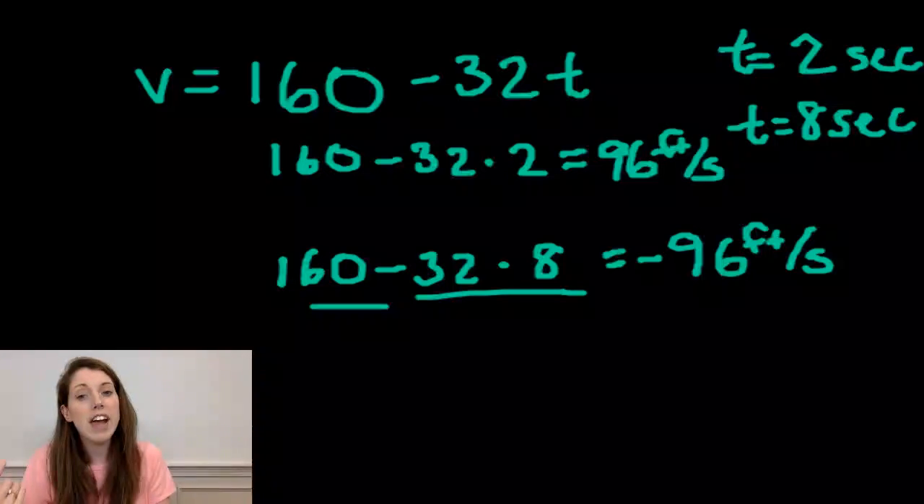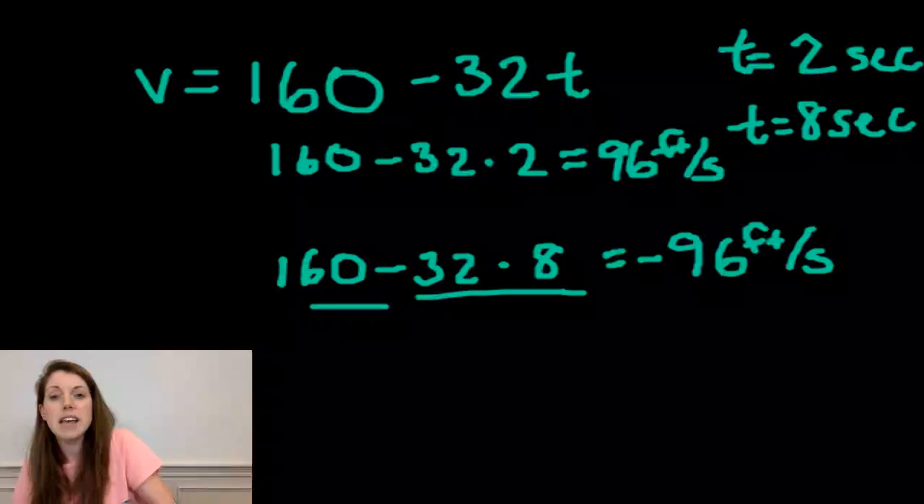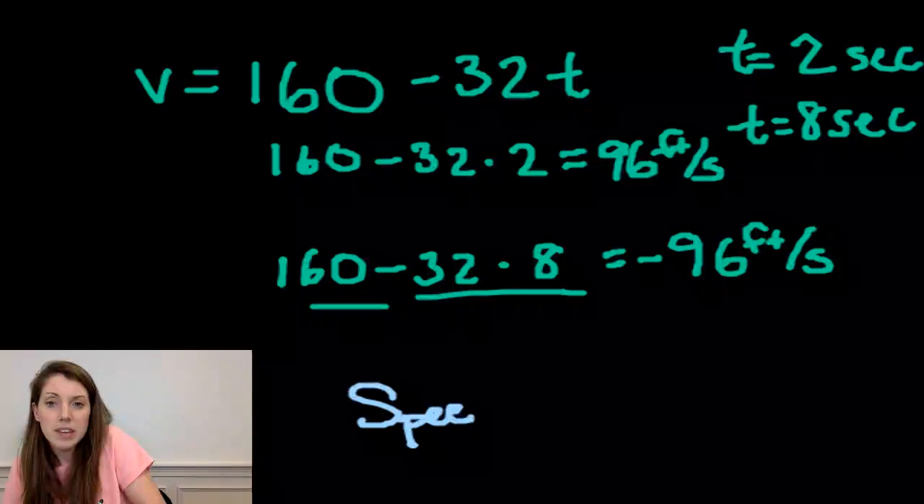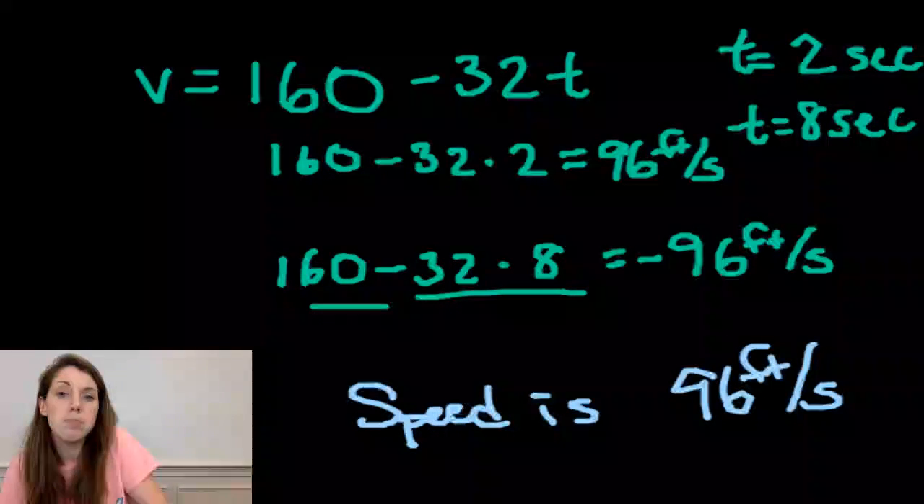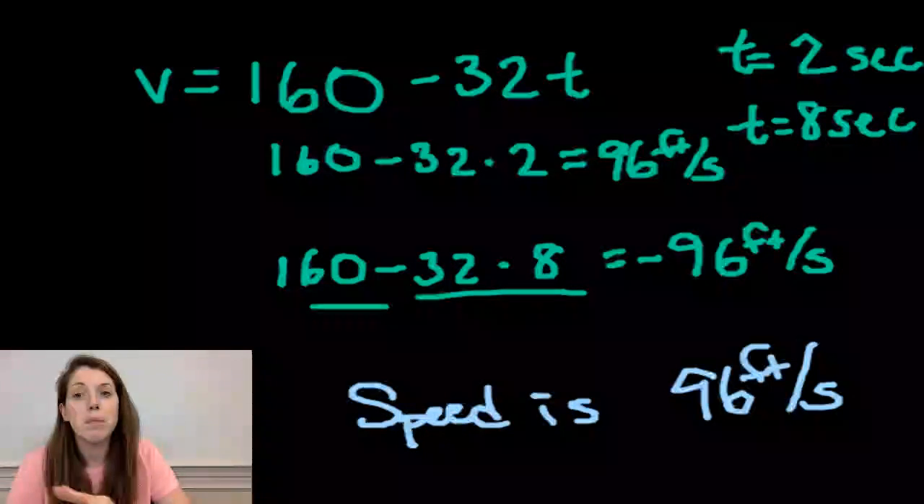How does that change if I ask for speed? Well, we would say speed is 96 feet per second at both points. So we just make it positive because remember, speed is really, think of it like a speedometer.